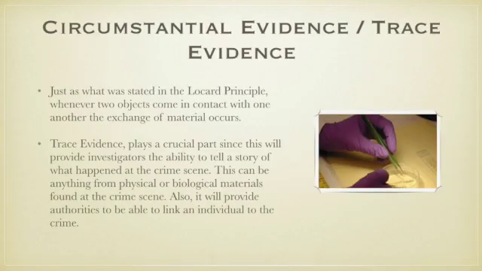The next category of evidence would be circumstantial evidence, also known as trace evidence. Just as stated in the Locard principle, whenever two objects come in contact with one another, an exchange of materials occurs. Trace evidence plays a crucial part since it provides investigators the ability to tell a story of what happened at the crime scene. This can be anything from physical or biological materials found at the crime scene. It also allows authorities to link an individual to the actual crime scene.